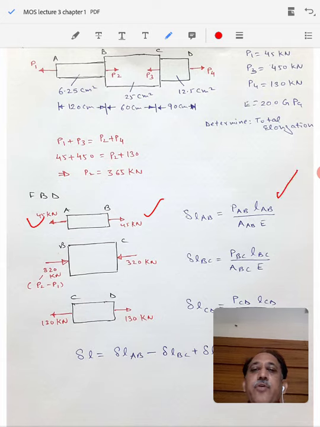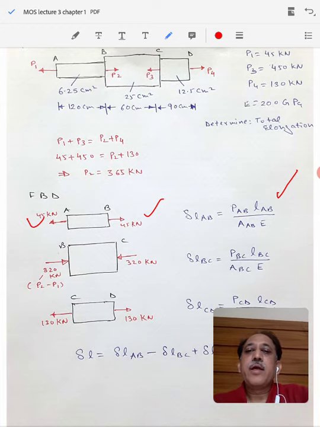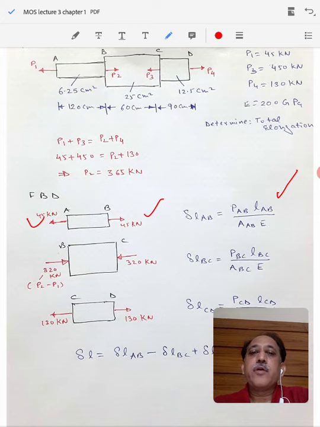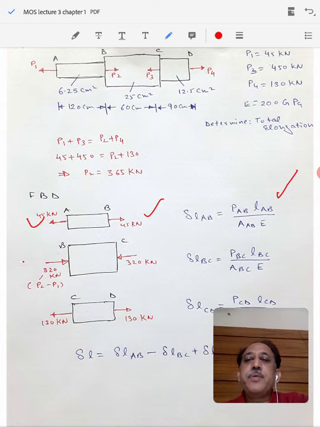We are going to apply the formula of deformation, delta L is equal to PL by AE, and calculate the value of deformation for the first section. Now this is a tensile force that is acting on the section AB, so the net deformation will be positive in nature. Now let's take the section BC.